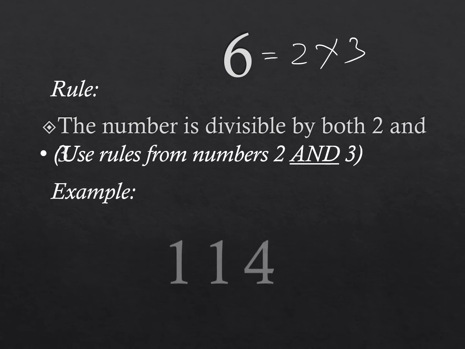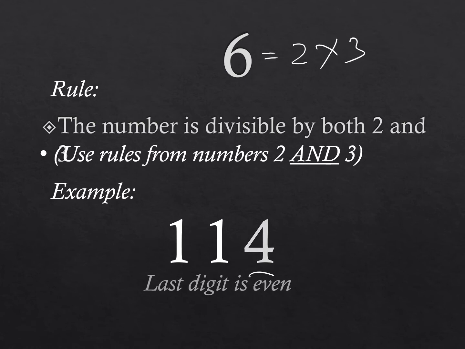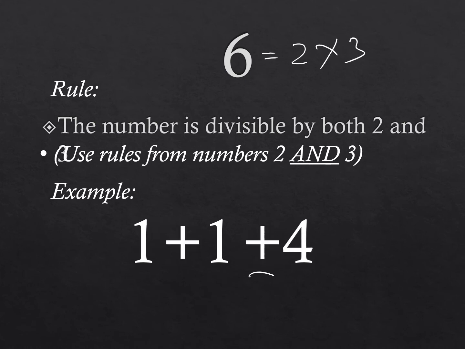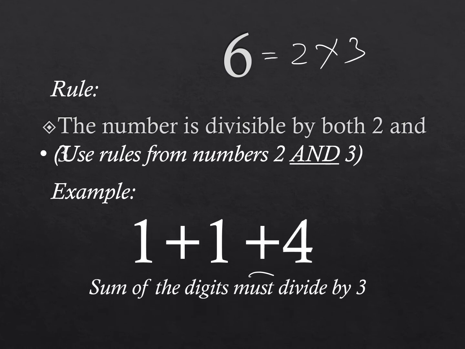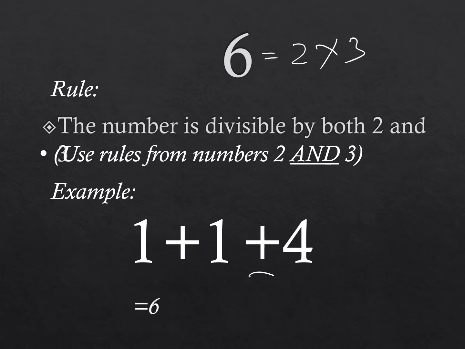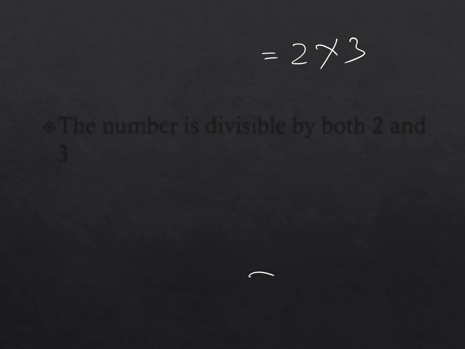For example, let's say I have got 114. Since we have got 4 at the end, we know that this is divisible by 2. Now we will also find its digit sum. We will add all the digits that this number has got. So 1 plus 1 plus 4 is equal to 6, and 6 is divisible by 3, which means it is divisible by both 2 and 3. Hence this number 114 is divisible by 6.